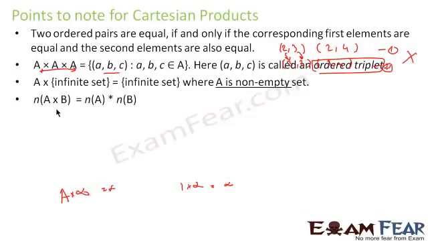Also, the number of elements in A cross B is equal to the number of elements in A into the number of elements in B.